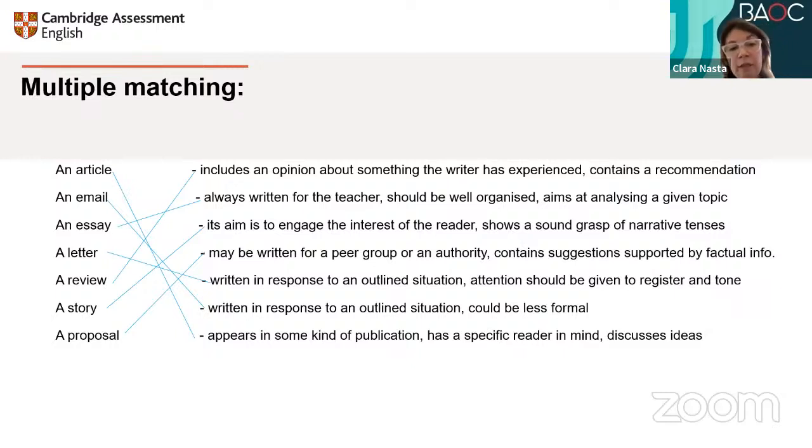And then a proposal for a C1. This is a piece of formal writing. It could be written for a peer group, for an authority, for some kind of city council or authority of some kind. It will contain suggestions, but those suggestions will have to be supported by ideas. So a little bit of everything in writing a proposal. So that is for you to have it very clear, I mean, the different formats that they will have to produce, both for B2 and C1.